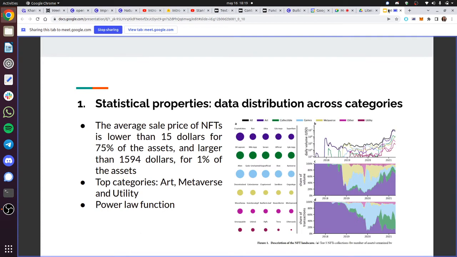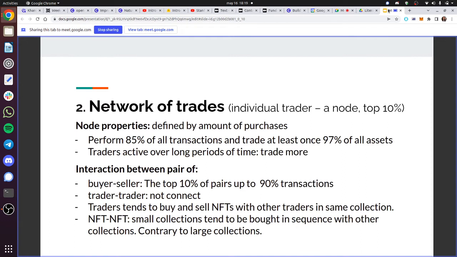The first part is about data distribution across the categories. They classified into 6 categories, and they differ in the distribution and also in the size of the circle, showing the sales volume differently. So they observed the top categories belong to art, metaverse, and utility, and power law functions are used to observe the data distribution. Next, please.